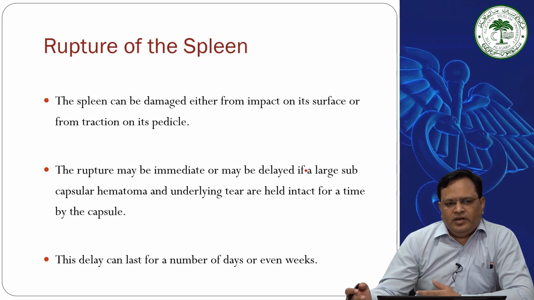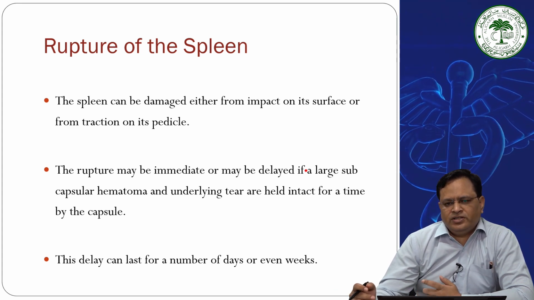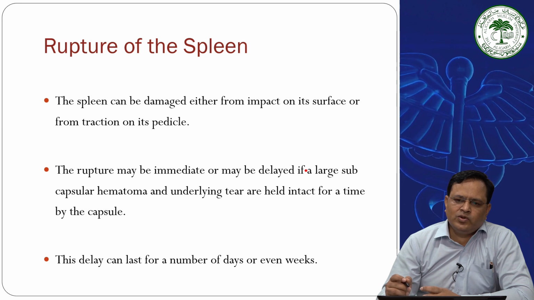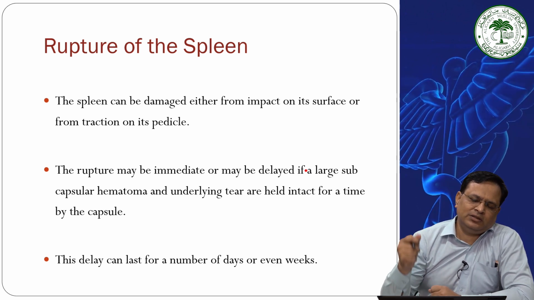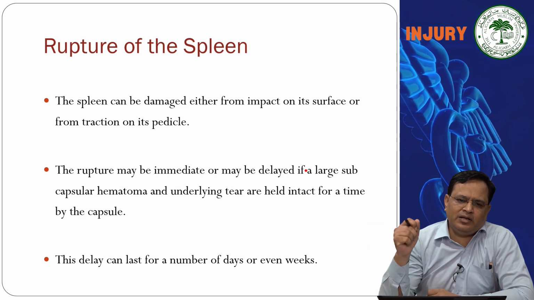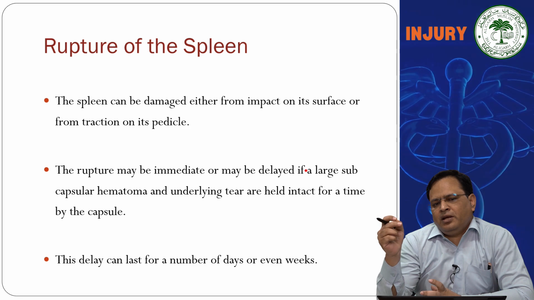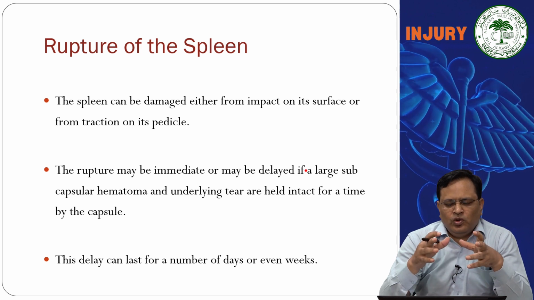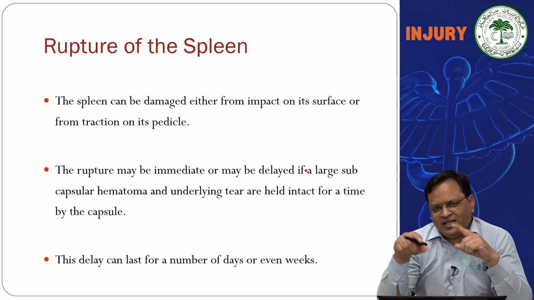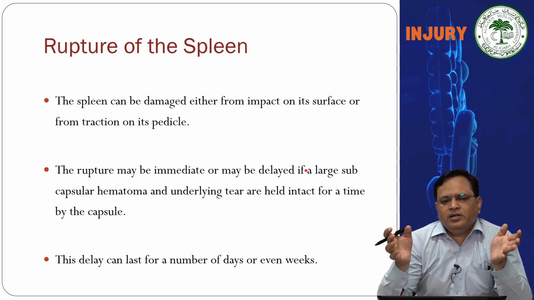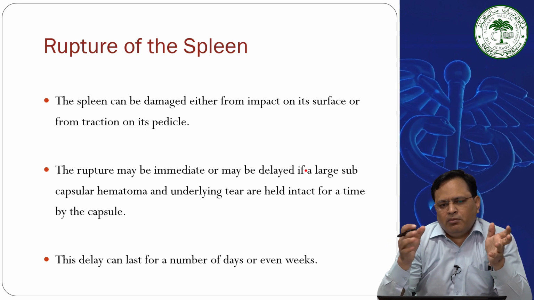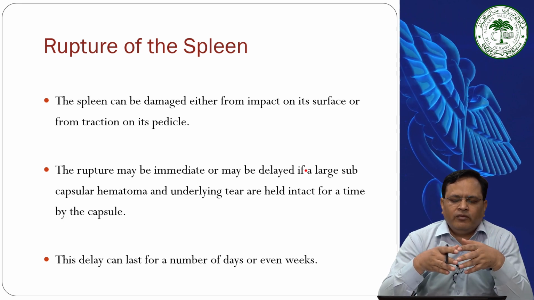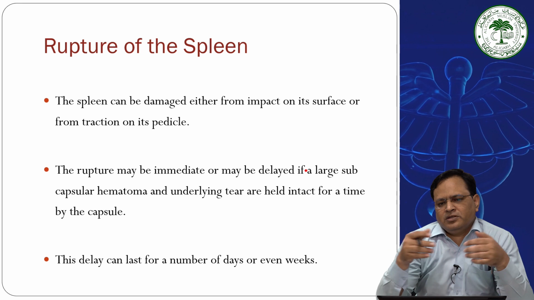Rupture of the spleen is very common. It can be damaged either from impact on its surface or from traction on its pedicle. The spleen is attached by a pedicle, that is the fibrous tissue. So if it is attacked there, it can rupture or be damaged directly. Rupture may be immediate or may be delayed if there is a large subcapsular bleed. The spleen is basically within a capsule. If the capsule is intact and bleeding is happening inside the capsule, the person can be asymptomatic for some time. But when the capsule ruptures, the whole of the blood which has already leaked comes into the abdomen and forms a large amount of blood in the cavity, and the person may land up in shock.